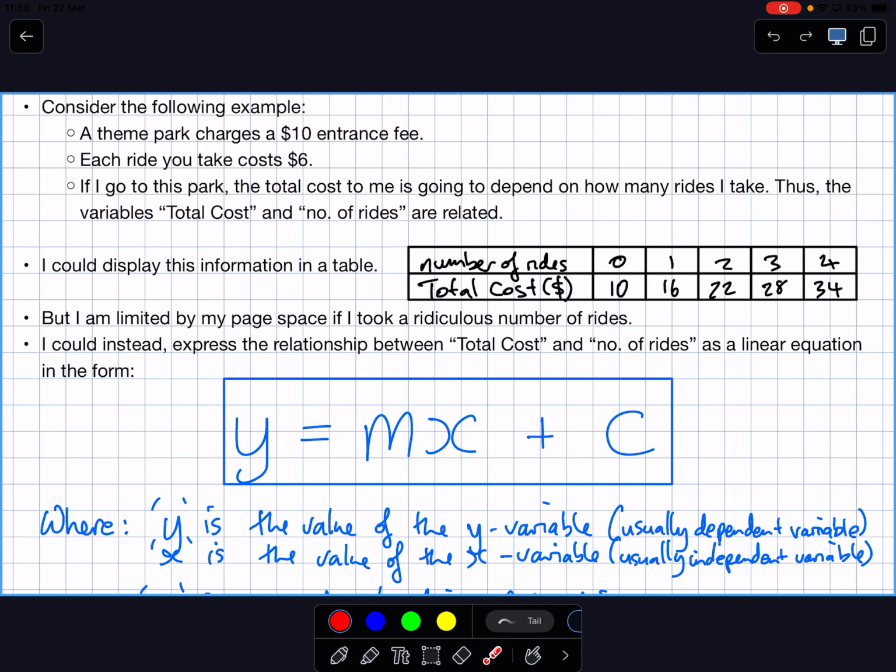If I took one ride, I'd have to pay an extra $6, so it'd be $16 to get in and take one ride. Have I filled the rest of that in correctly? Yep. Have I added 6 each time? So hopefully you see that the variable number of rides is going up a consistent amount. What is it going up by? 6. No, the number of rides.